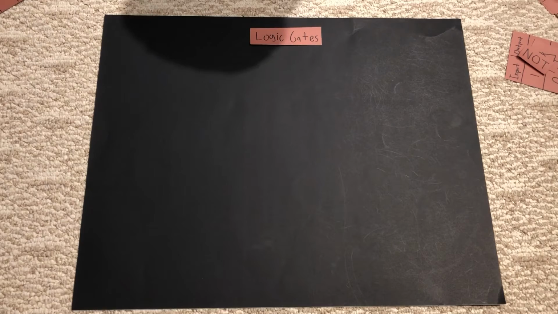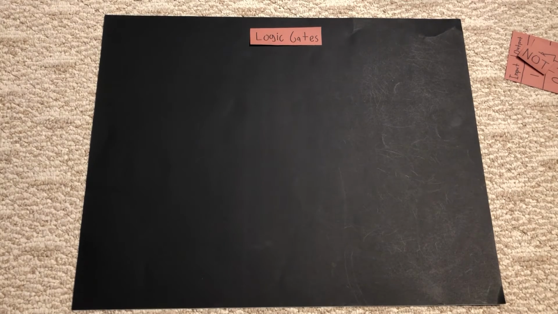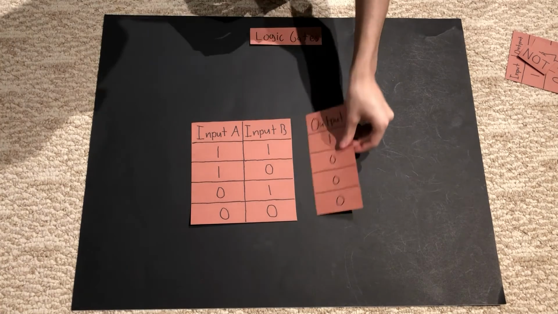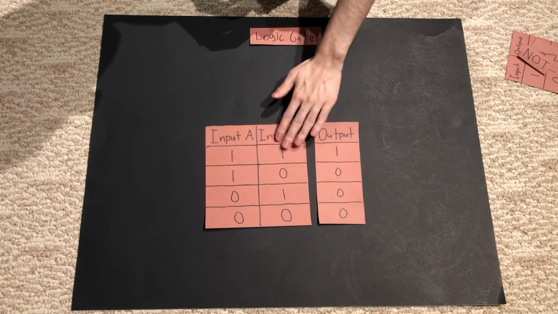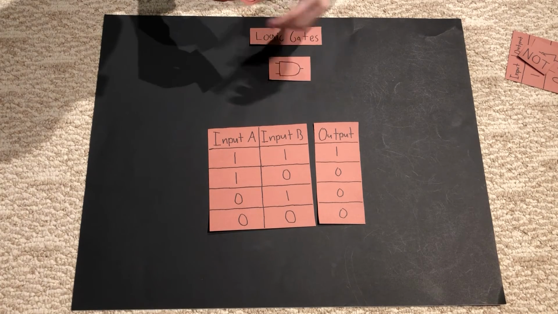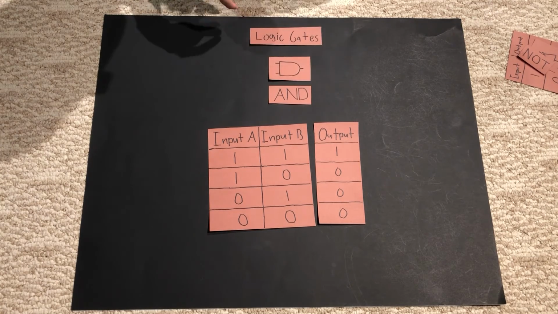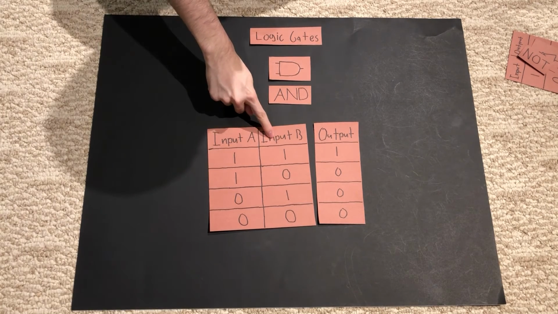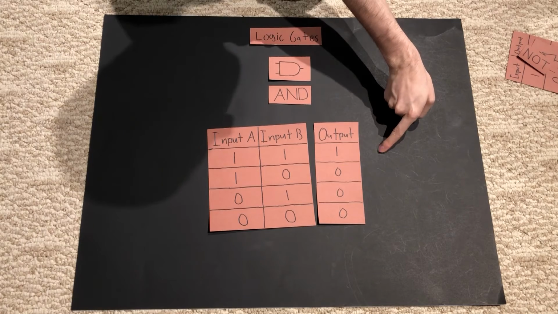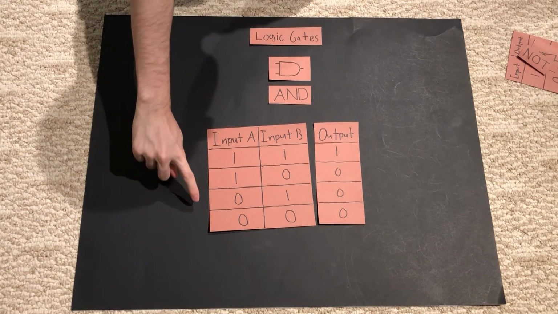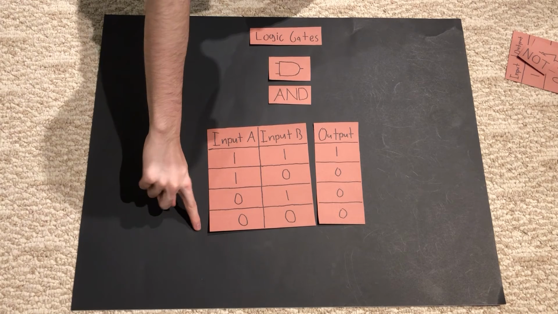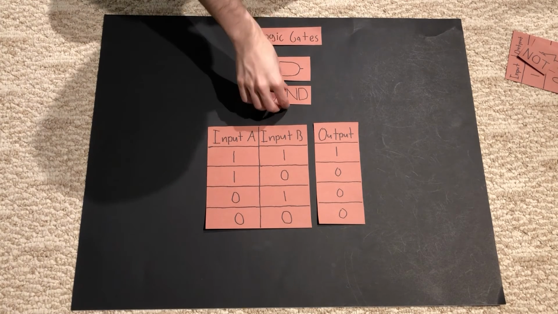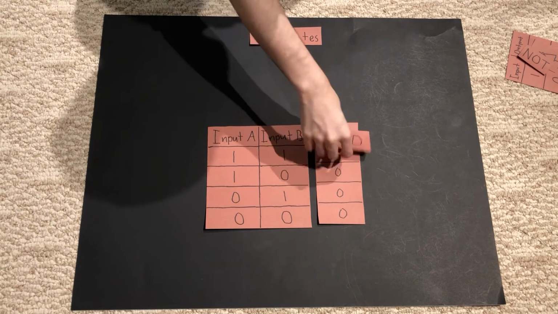Next, we have AND gates. AND gates are a bit more complicated in that they take two inputs and produce one output. In an AND gate, input A and input B must be the same in order to produce the same output value. Let's say that both input A and B are 1. The resulting output will also be 1. However, if input A and B are different, then the AND gate will produce a 0. And obviously, if both inputs are 0, the AND gate will output another 0.